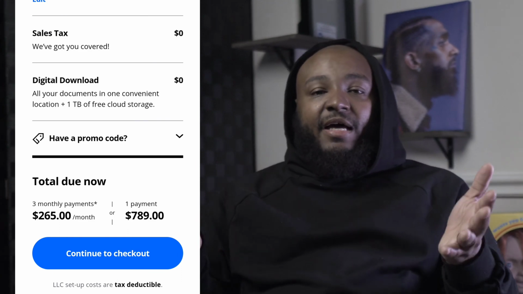Now, a quick breakdown of what I think about the LegalZoom website. In my opinion, if I'm starting a new business, I'm not choosing LegalZoom because it is extremely expensive. The registered agent service is $250 for the first year. Their packages are extremely expensive over the competition. Incfile, Swift Filings, these guys are a lot cheaper and a lot easier to work with than LegalZoom.